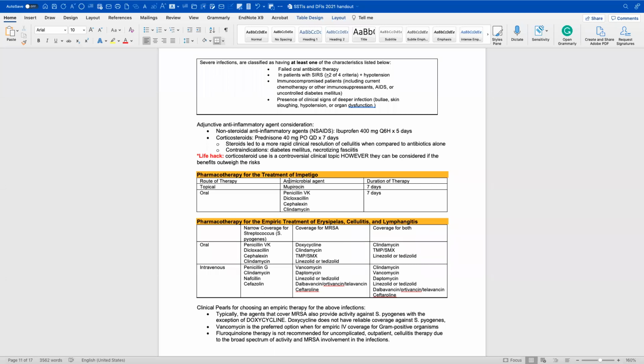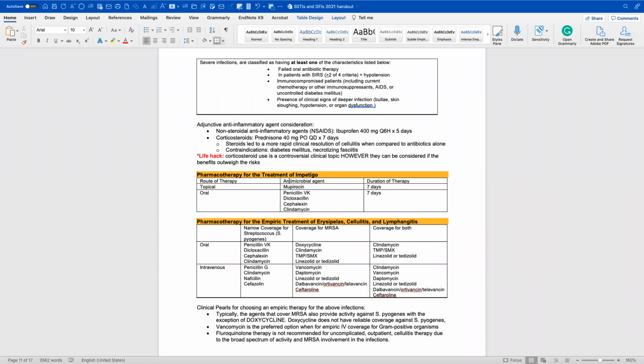So the treatment for impetigo, typically we'll use a topical treatment. You'll rub it right there into that area. You can use mupirocin, and we use the mupirocin for 7 days. Mupirocin is strep pyogenes targeted, right? It has activity there, so we can go ahead and use that. In the event that we want to use some type of systemic drug or PO medication, you can go ahead and use strep pyogenes active agents. So we can use penicillin VK, we can use dicloxacillin, cephalexin, clindamycin, once again, 7 days.